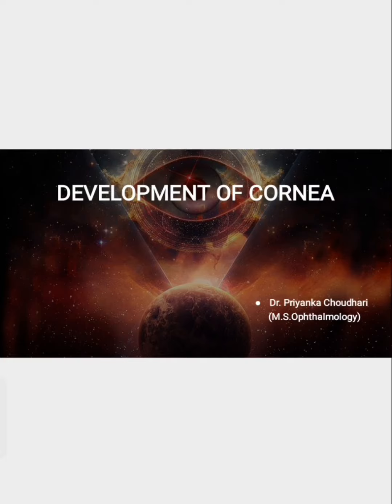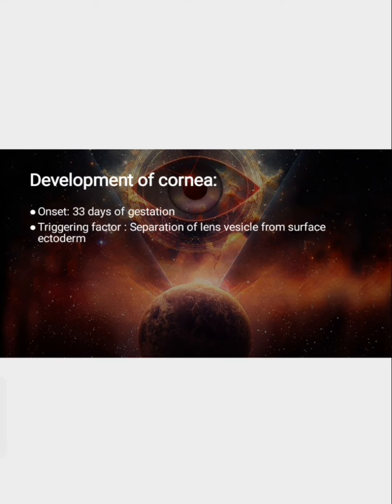In the previous video, we have learned about the basic development of the eye. In this video, I'll be talking about development of the cornea. The development of the cornea starts on 33rd day of gestational age, and the triggering factor is separation of the lens vesicle from the surface ectoderm.